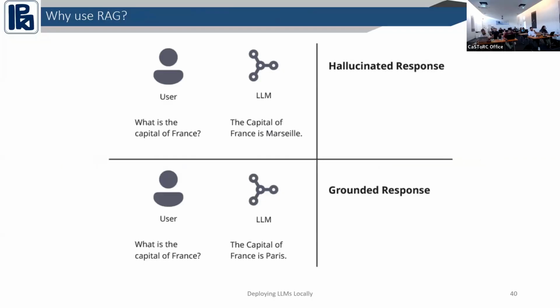So if you ask the model, what's the capital of France, and it doesn't know for whatever reason, it will probably say, for example, that the capital of France is Marseille, and that's it. So this is an example of a hallucinated response. A more grounded response would be the correct one, which is Paris. Okay, and if for whatever reason the model doesn't know that, and you have some RAG in place, it will retrieve the information from the database instead of from the trained data that it has.